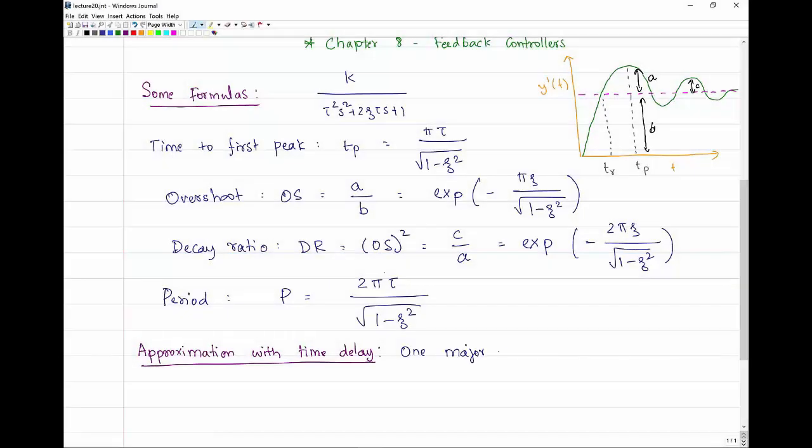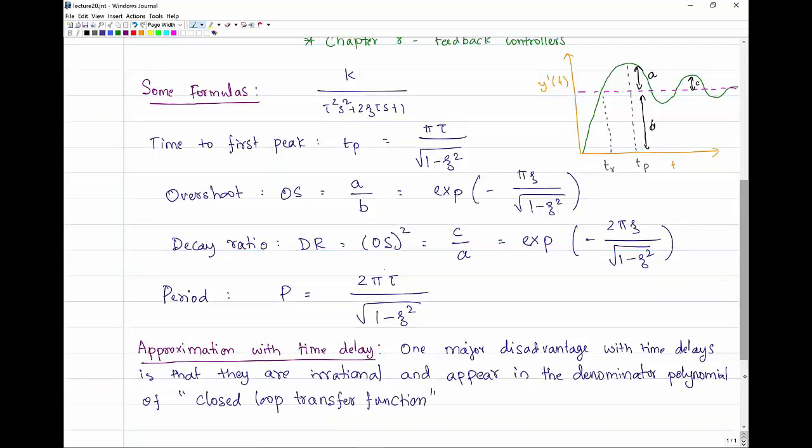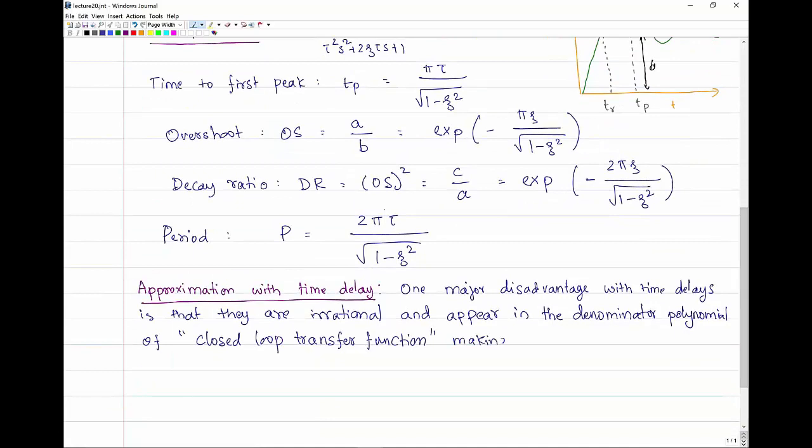Okay, so now let's move on to approximation with time delay. As I mentioned earlier, a major disadvantage with time delays is that they appear as irrational factors involving exponentials in the Laplace domain. When they appear in the denominator polynomial of a closed-loop transfer function, it makes it very hard to find poles and relate them to their qualitative behavior, as we had done many times in this chapter.